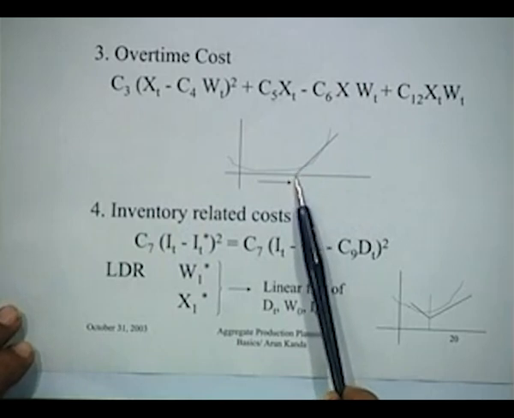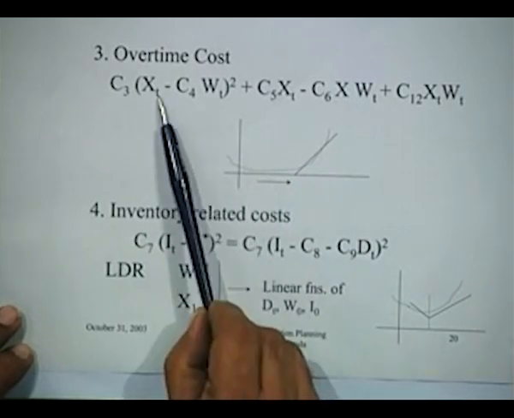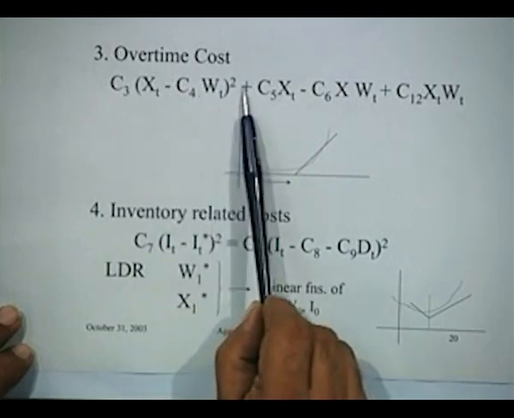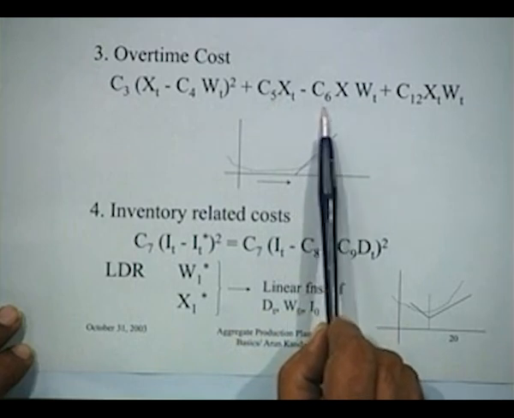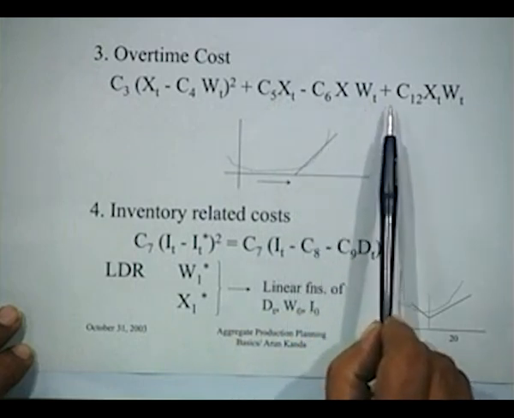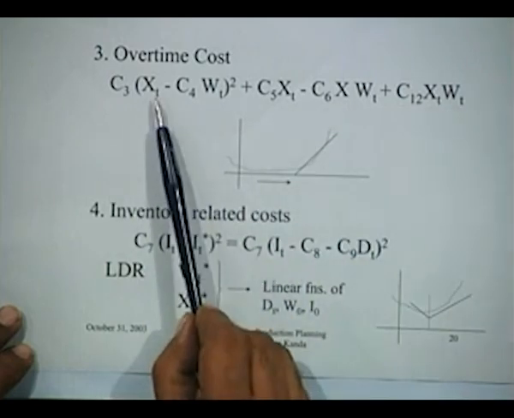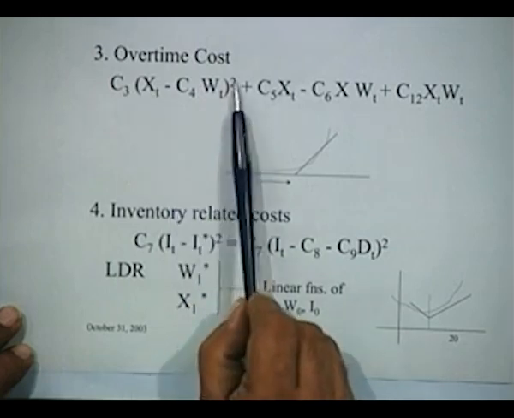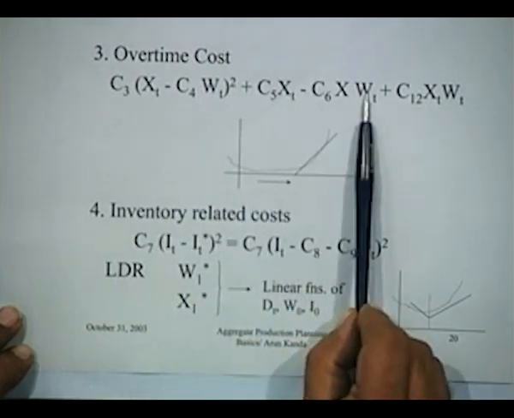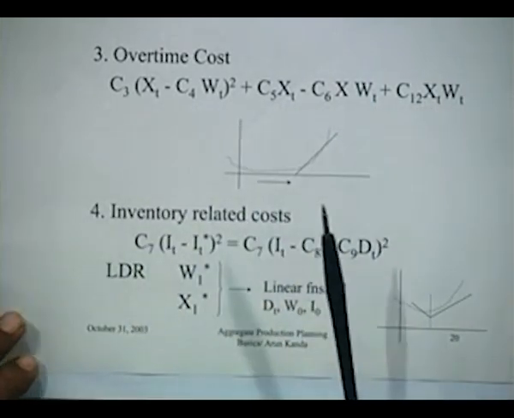the overtime cost. Overtime cost will also be that beyond this level the cost goes up. So this is approximated by this particular function, and it is (xt minus C4 Wt) whole square multiplied with C3 plus C5 xt minus C6 Wt plus C12 into xt Wt. You see, it is nothing but a function of xt and Wt. So the (xt minus Wt) whole square, xt term, Wt term, and the product of the two terms. All the components are there with the various parameters.